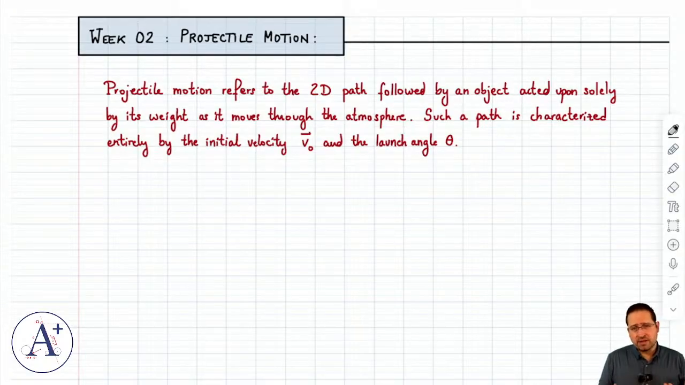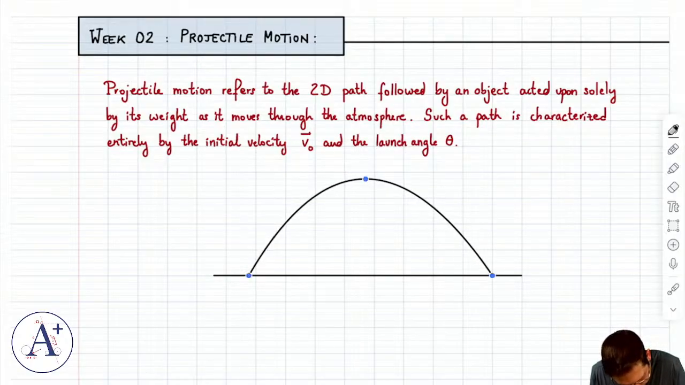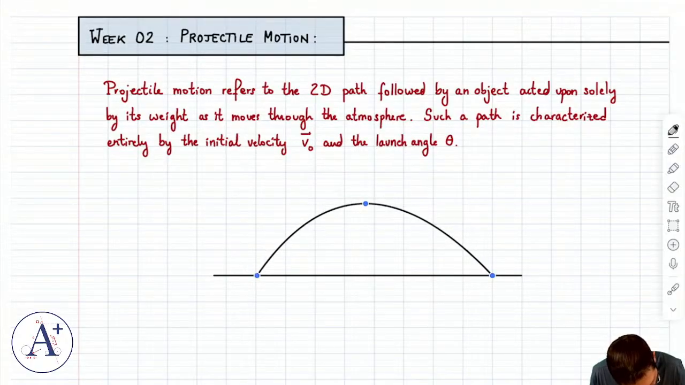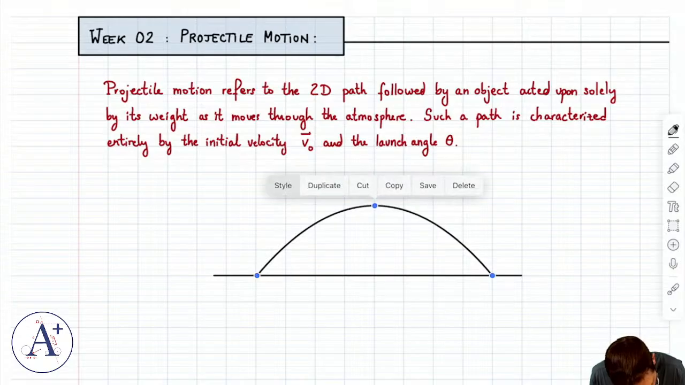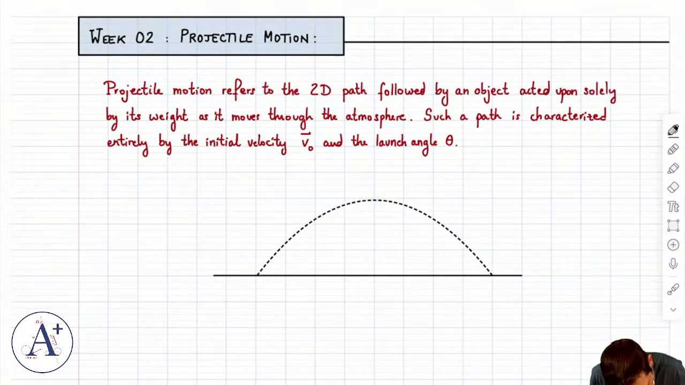And then the path itself that this object will follow is entirely determined and characterized by the initial velocity, v0, and the launch angle. So, a few things about this definition. Let's start with drawing roughly what this might look like. Okay, so this is a very approximate drawing, but something like this.